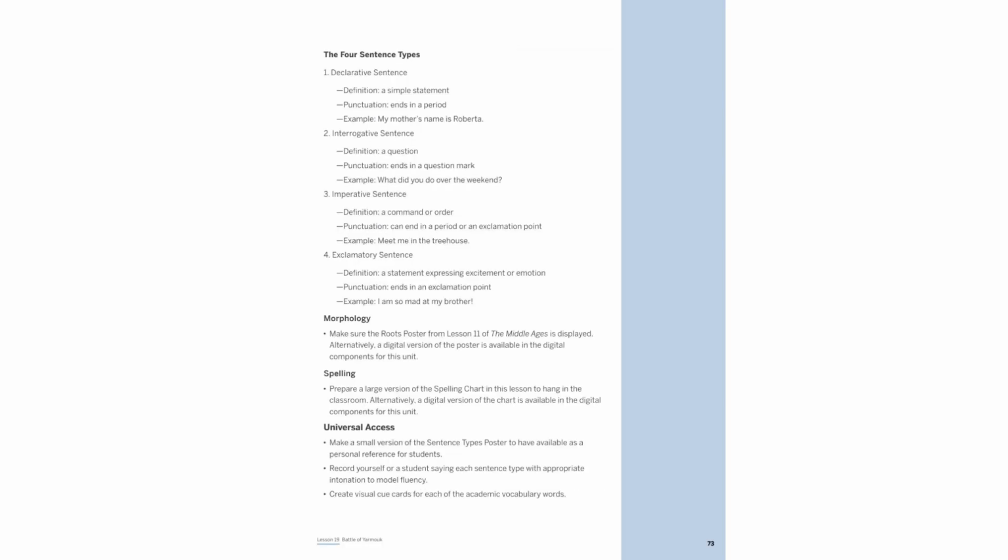Understanding sentence types is crucial for effective communication. Declarative sentences make statements, ending with a period. Interrogative sentences ask questions, marked by a question mark. Imperative sentences give commands, ending with a period or exclamation point. Exclamatory sentences express strong emotion, ending with an exclamation point. These sentence types enhance clarity and expression in writing and speech.